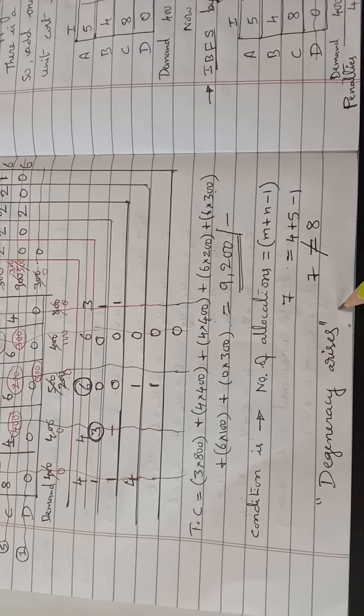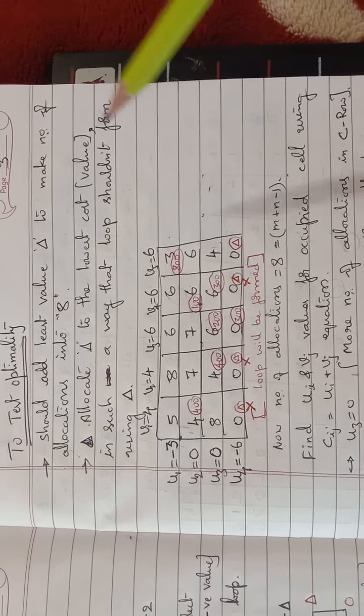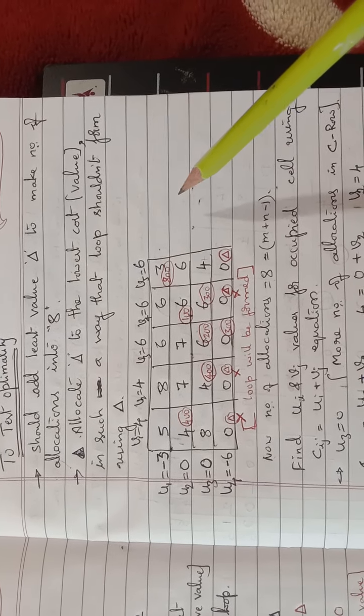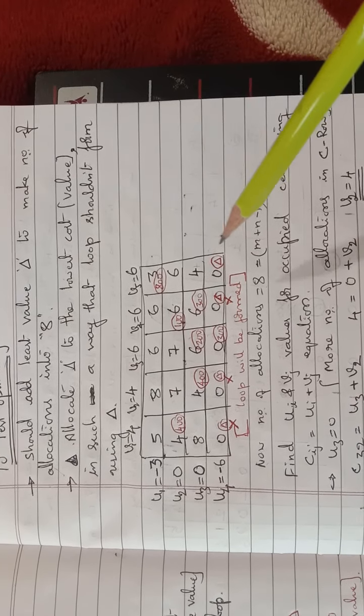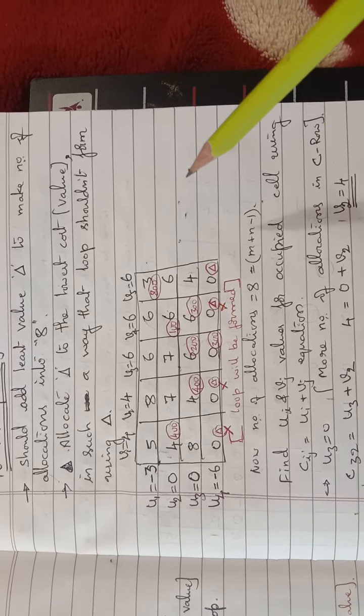In the next step we need to resolve the degeneracy. Here we got the number of allocations as 7, but we have to make the number of allocations equal to 8. To make it 8, we need to allocate delta, which is the least value, to this cell.